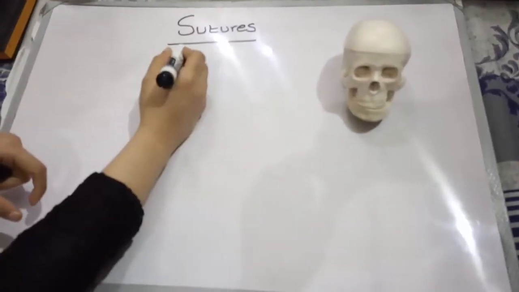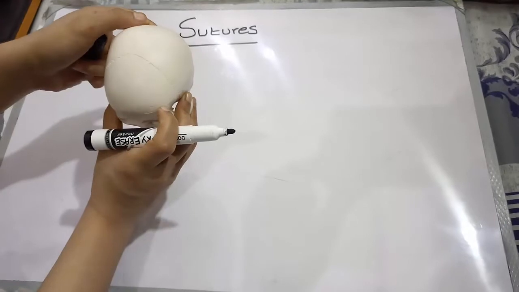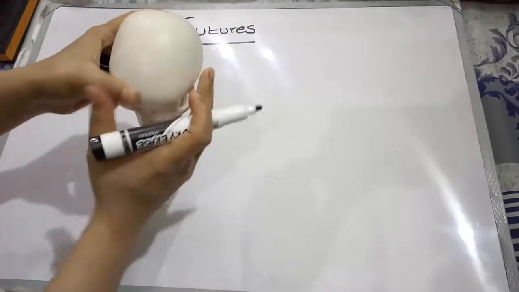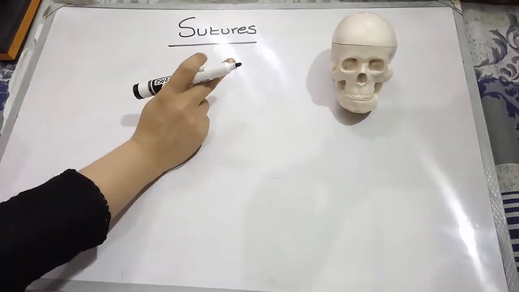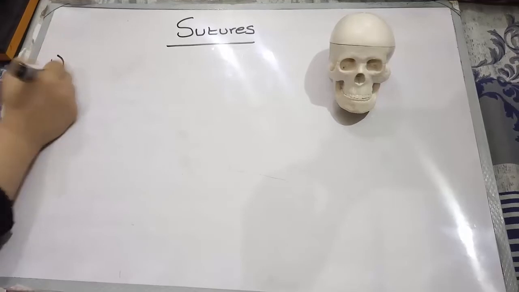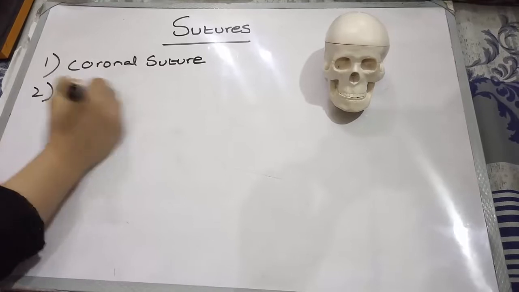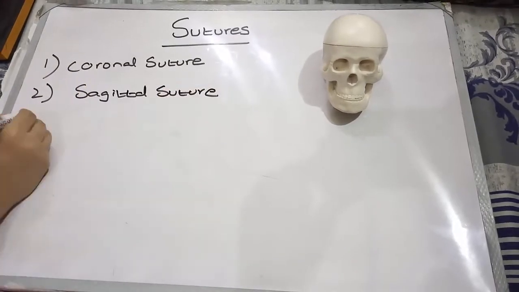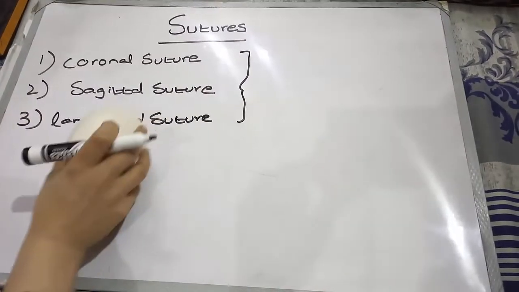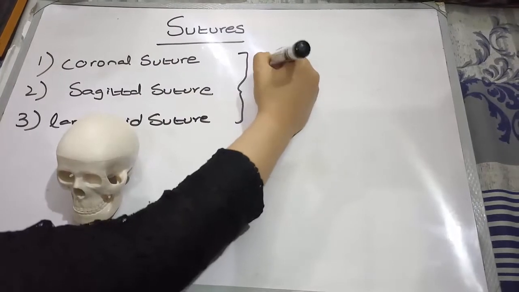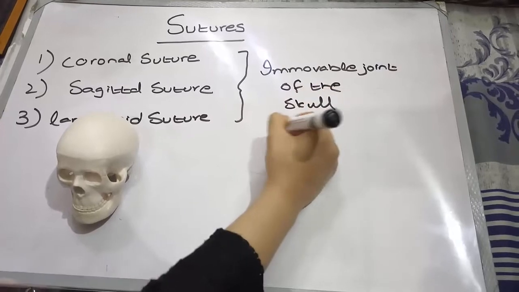Now the sutures of the cranium. The bones of the skull are joined by immovable joints which are known as sutures. Now we will discuss the sutures of this cranium. We have a total of 3 main important sutures. Number one, the coronal suture. Number two, the sagittal suture. And third, the lambdoid suture. These 3 form the immovable joints of the skull called sutures.